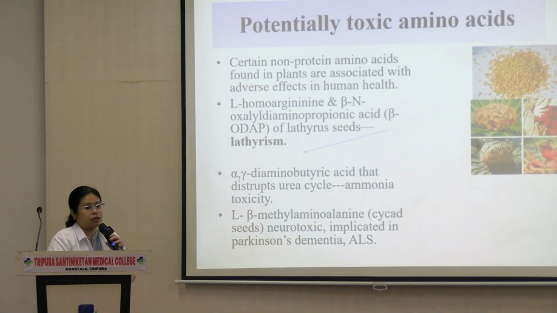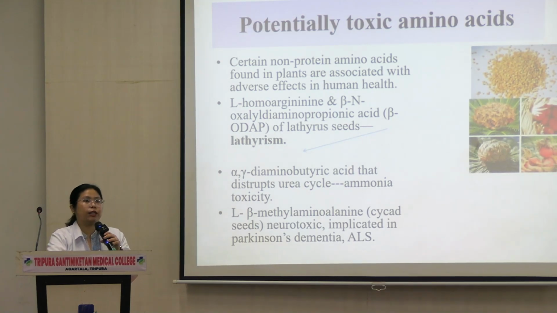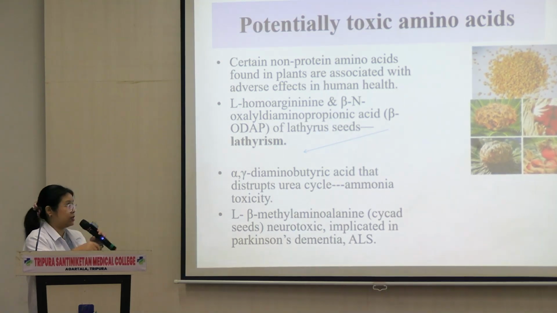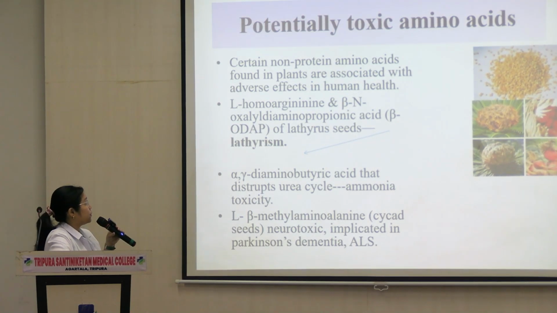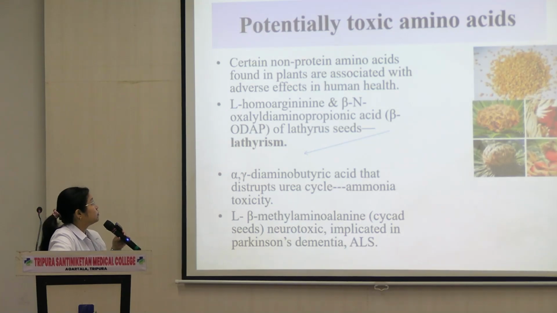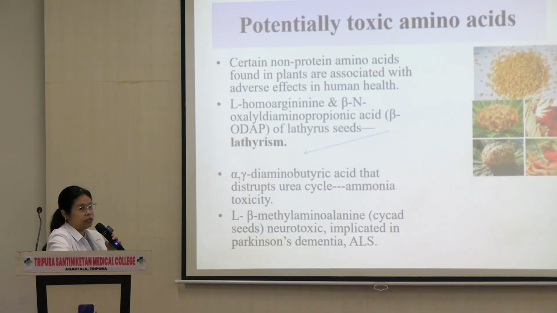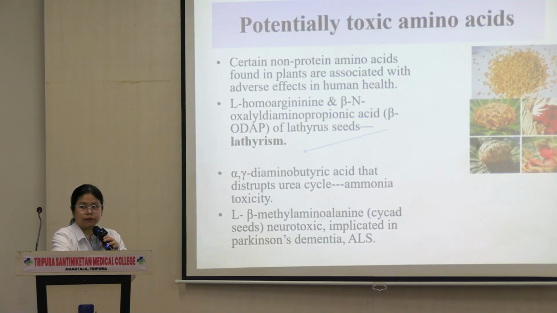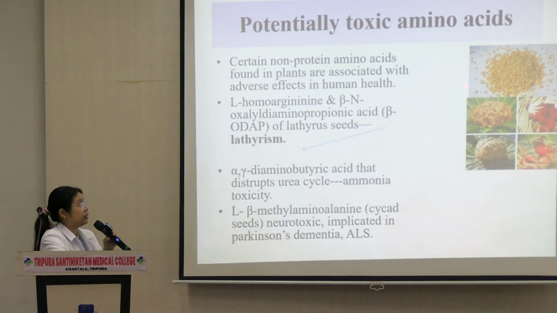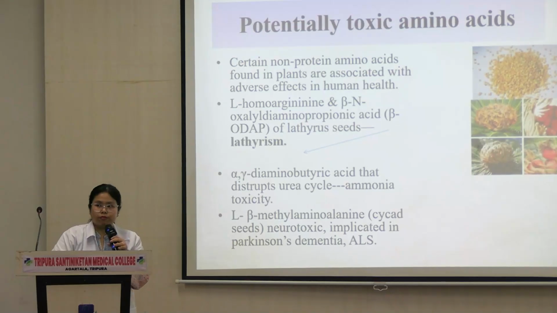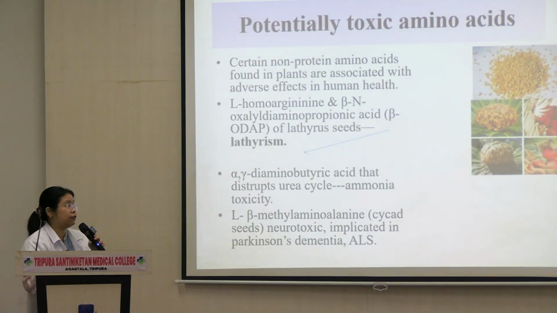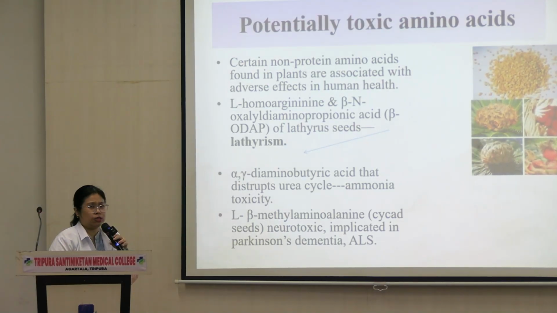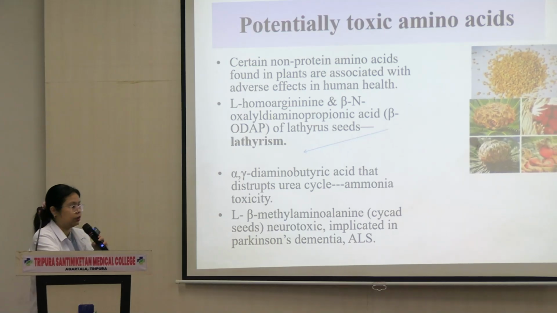Now, potentially toxic amino acids. There are certain amino acids which can be toxic as well. They are present in plants. Alright? So, kesari dal. Have you heard of kesari dal? Anybody? I think the government of India banned the cultivation of kesari dal a long time ago. So this is how kesari dal looks. It may look like something else also.